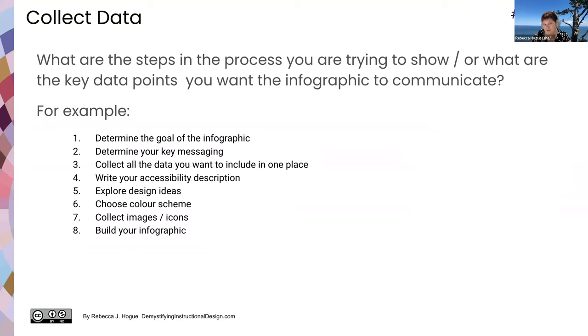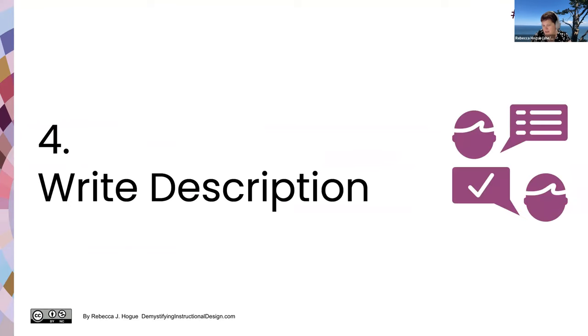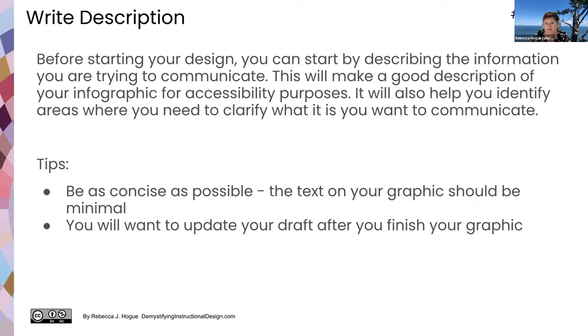The step I have after this is an interesting one. I think that it's effective to write your first draft of your accessibility description. So before I even start designing, I want to write out in my mind, what is the message that this is communicating? Because if you think of a blind person, the accessibility thing is about ensuring that everybody gets the same information. It's not about everybody getting the same information in the same way.